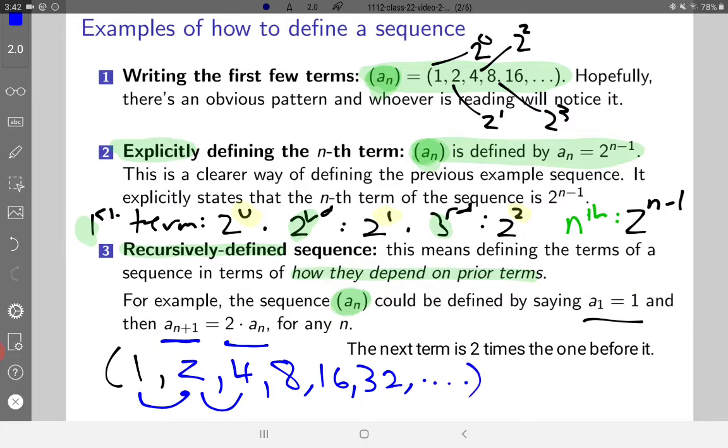And notice that I really did have to give you a sub 1 equals 1. I had to tell you what the first term was. If I only told you the pattern is each term is double the one before it, you would say, well, that's all well and good, but where does it start? How do I know what to start doubling? And that's why I had to give you the first initial term as well.